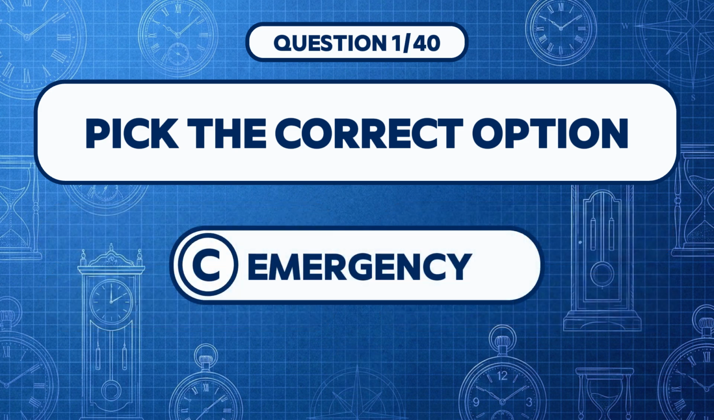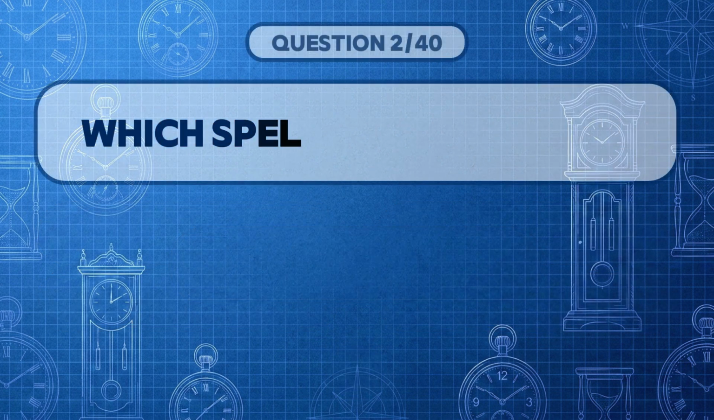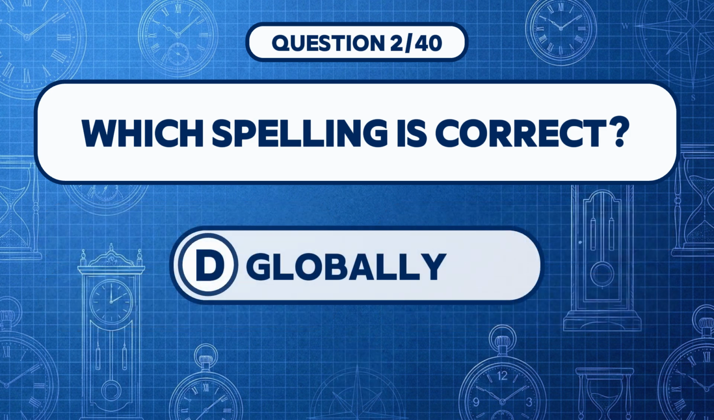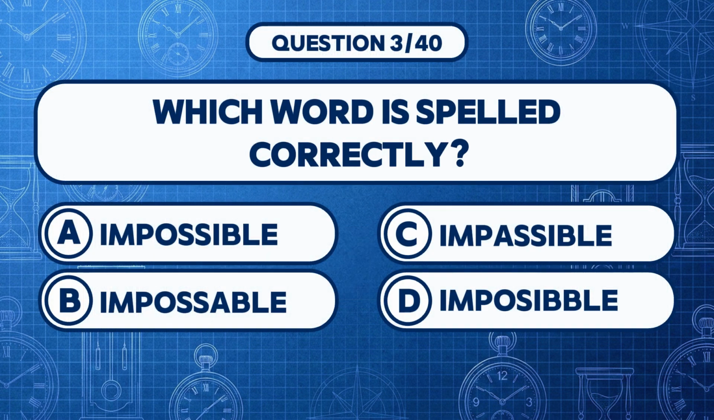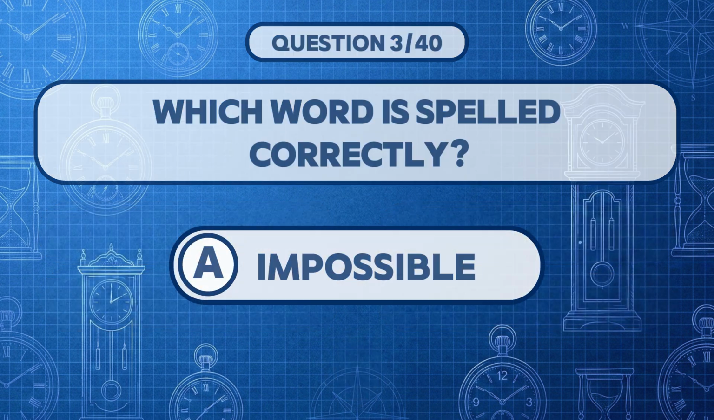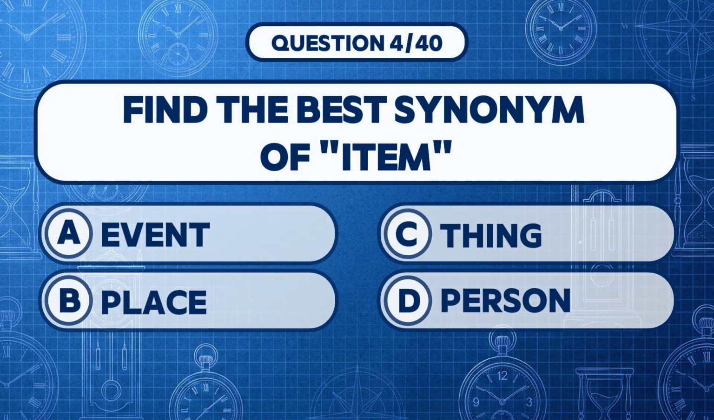Answer C. Emergency. Which spelling is correct? Answer D. Globally. Which word is spelled correctly? Answer A. Impossible. Find the best synonym of item.